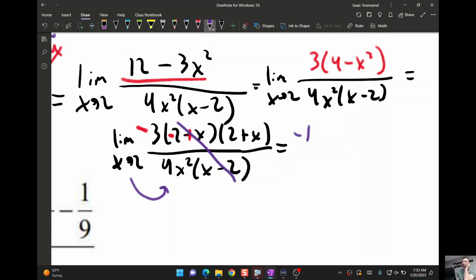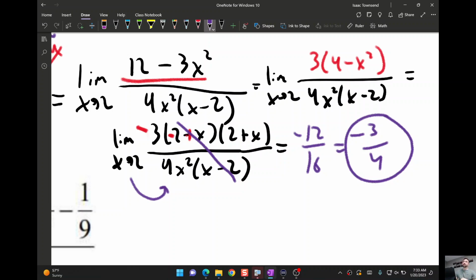Negative 3 times 4 on top, and 4 times 4 on bottom, and that reduces.